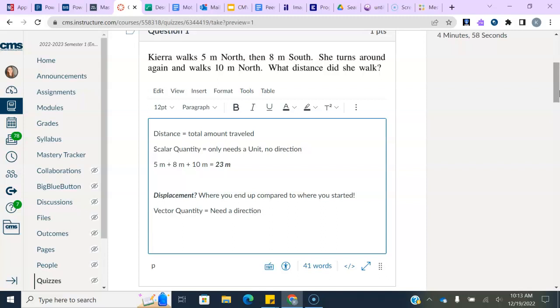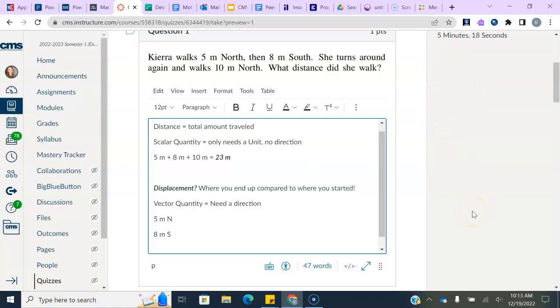So in this case, she goes 5 meters north, and if we remember our compass, north is up top. Then she goes 8 meters south. If she went 5 meters north and then turned around and came 8 meters south, that means after this time frame, she would be 3 meters south, from where she started.